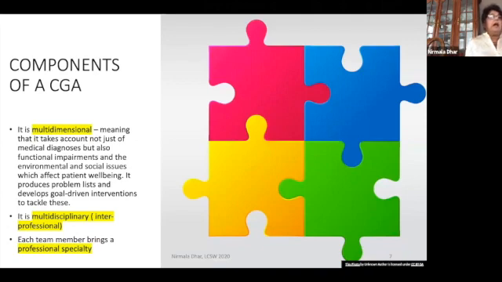And so the components of a comprehensive geriatric assessment: it is multidimensional, meaning that it takes into account not just the medical or mental health diagnosis, but also functional impairments and the environment and social issues which affect the person's well-being. Think of Karen. It produces a problem list and develops goal-driven interventions to tackle all of these, not just the medical diagnosis. It involves an interprofessional team. Sometimes we call it multidisciplinary. Interprofessional is another term. Each team member brings their own professional specialty, their own professional lens to the assessment.